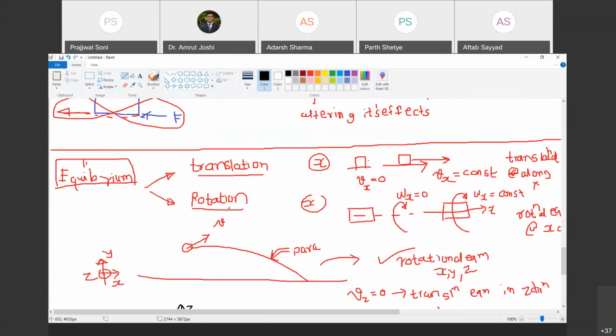Now in tomorrow's class, after solving few problems of resolution, we will take this point forward in the sense that we will see how the equations of equilibrium are manifested from this definition of equilibrium. इस equilibrium के definition से how do we write equations of equilibrium? वो हम next class में देखेंगे. Are you with me? Yes, sir. Okay, so today we will stop here.